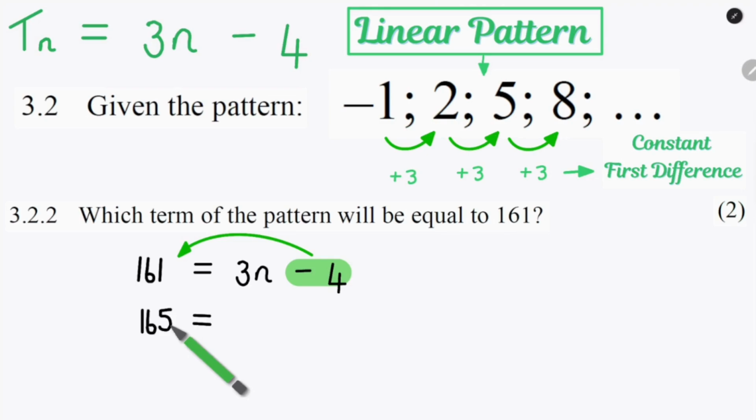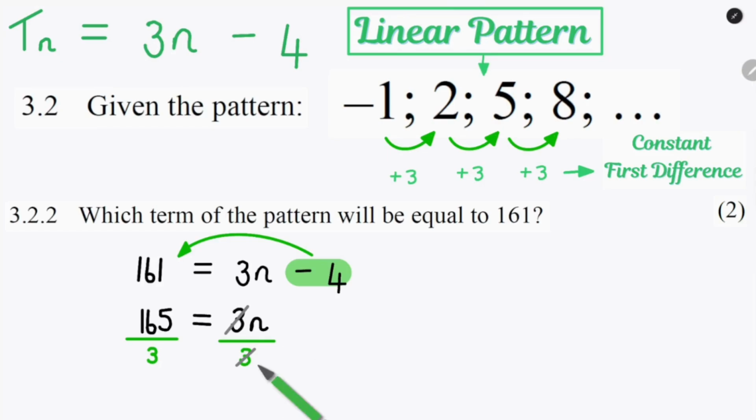161 plus 4 is 165. This 3n doesn't change, so it stays the same. Now I need to get rid of this 3 to get n on its own. And to do that, I'm going to divide both sides by 3. And then they cancel over there. And 165 divided by 3.